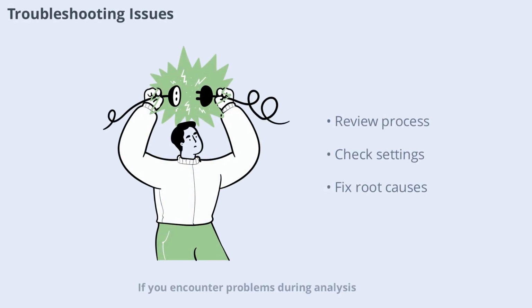If you encounter problems during analysis, such as blurry images or unexpected results, take a step back and review each stage of your process. Check your sample preparation, imaging settings, and software steps. Troubleshooting systematically helps you identify and fix the root cause.